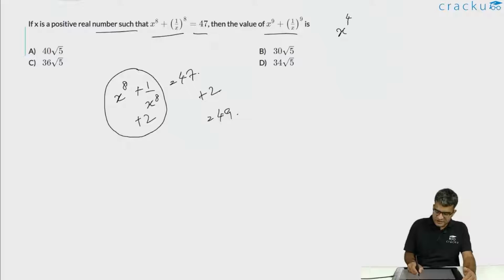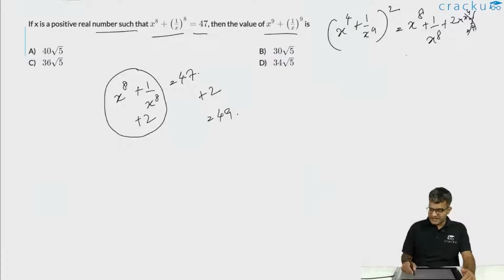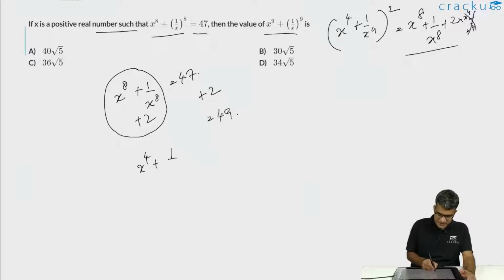We know that x to the power 4 plus 1 by x to the power 4 whole square is equal to x to the power 8 plus 1 by x to the power 8 plus 2 into x to the power 4 into 1 by x to the power 4. This is basically x to the power 8 plus 1 by x to the power 8 plus 2. So what we essentially have is that x to the power 4 plus 1 by x to the power 4 is equal to 7. Let us repeat the same thing.